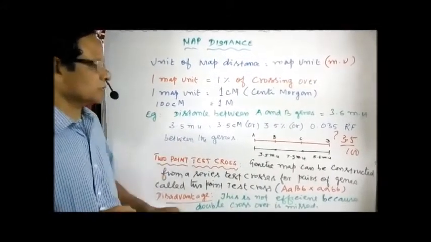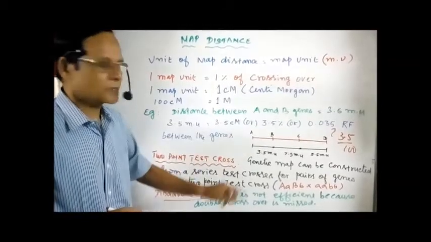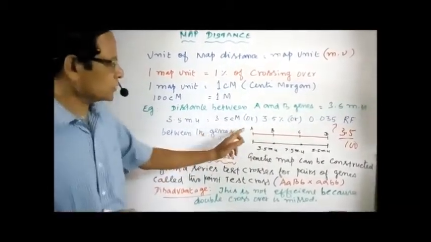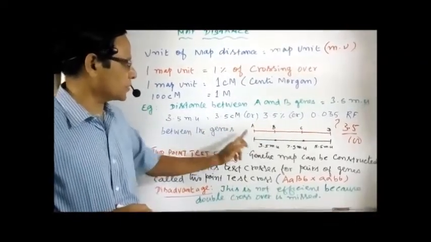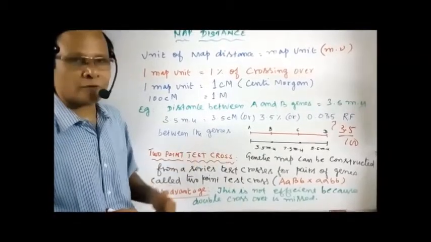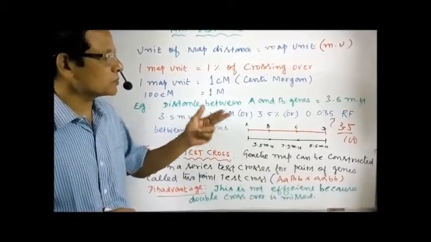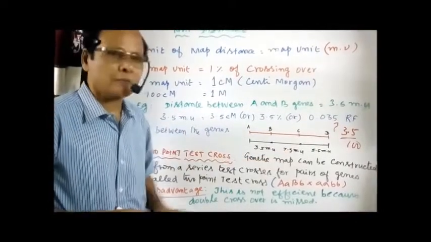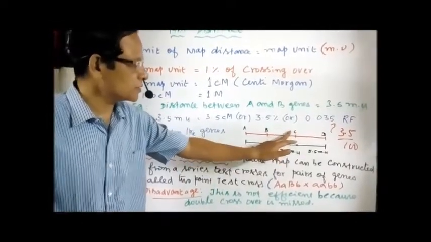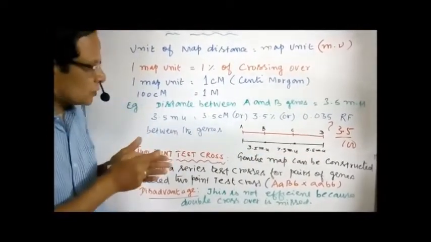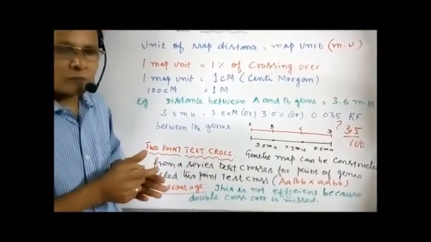So between the genes, I am now taking for example 4 genes, A, B, C, D. This is what is called the genetic map. What is the distance between A and B as given here? 3.5 map units or centimorgan, or 3.5% or 0.035. Now the distance between B and C is equal to 7.5 map units, and similarly the distance between C and D is 5.5 map units.